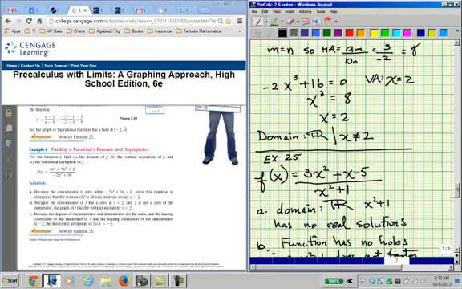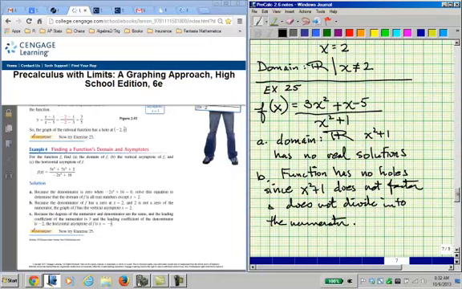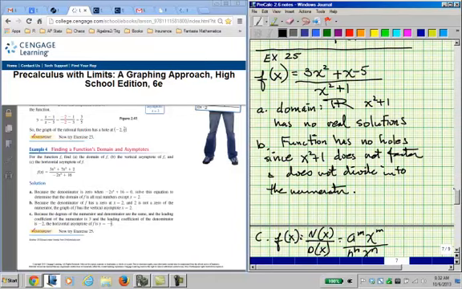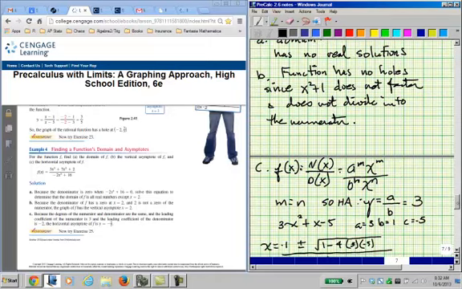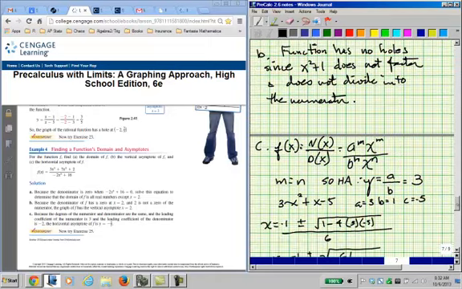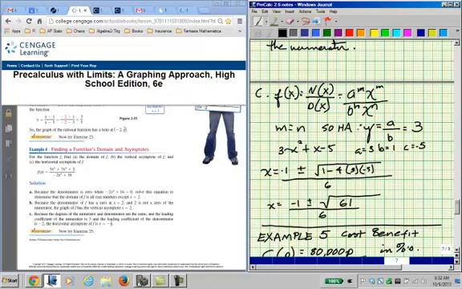Let's do exercise 25. 3x squared plus x minus 5 over x squared plus 1. Now the domain is all reals. X squared plus 1 has no real solutions. Therefore the function has no holes, since x squared plus 1 does not factor and does not divide into the numerator. The horizontal asymptote is going to be a over b, which is 3. Now there are some real zeros, and you can put this into your calculator and see what the graph looks like to verify your results.